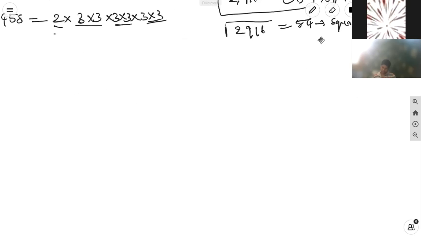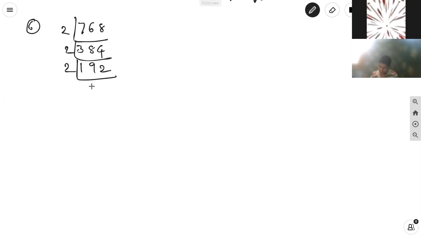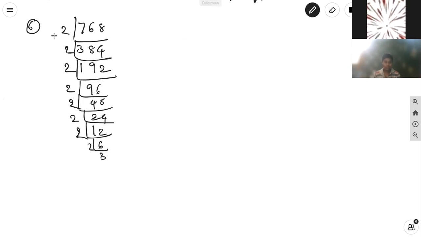Sixth problem. 768. 2 3s are 6, 2 8s are 16, 2 4s are 8, 2 1s are 2, 2 9s are 18, 2 2s are 4, 2 9s are 18, 2 6s are 12, 2 4s are 8, 2 8s are 16, 2 2s are 4, 2 4s are 8. Here 1 pair, 2 pair, 3 pair, 4 pair. 3 is not in pair.